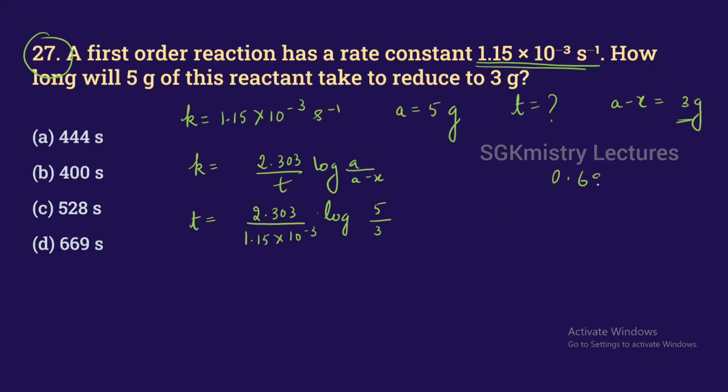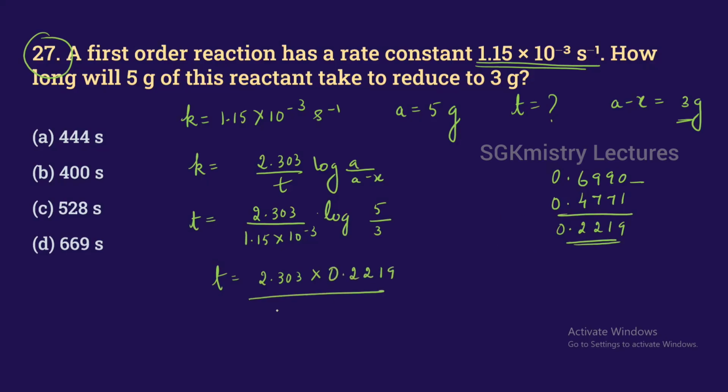So log 5 is 0.6990. Log 3 is 0.4771. So we have 0.2219. So time is equal to 2.303 into, this simplification has already been done, 2219 divided by 1.15 into 10 to the power of minus 3.